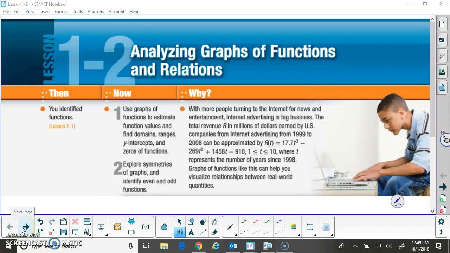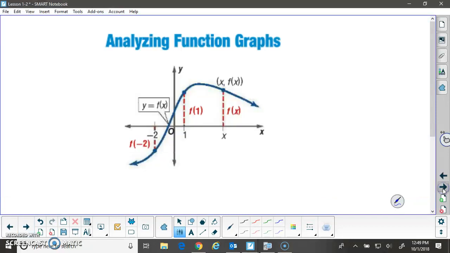Lesson 2 of Chapter 1 is on analyzing graphs of functions and relations. So we've been discussing a definition of a function, and we're going to expand on that using graphs. So the first thing I want to discuss is when you have an input, locating the output.